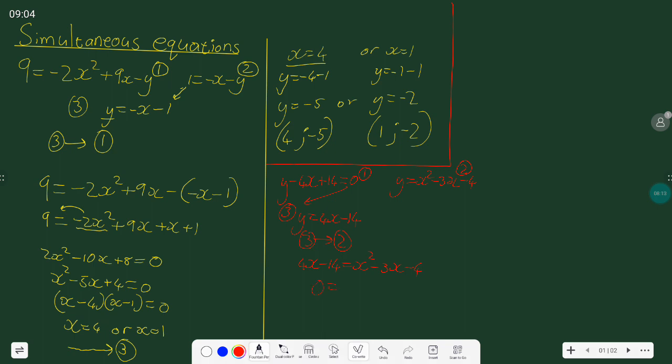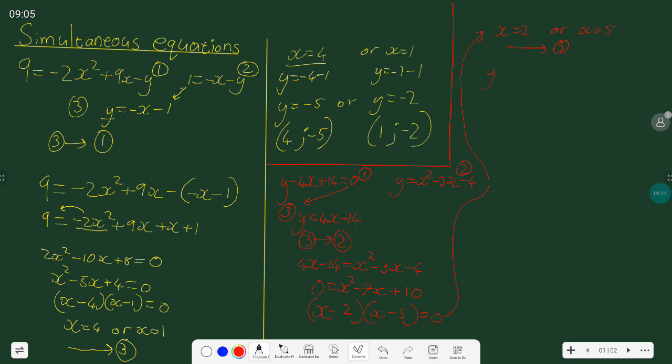0 equals to x squared minus 7x plus 10. What will be my brackets? My brackets will be x minus 2, x minus 5. So from here, I can see that x will be equals to 2 or x will be equals to 5. Knowing this information, I substitute this into equation number 3. It's my easiest one. I already have y alone. So why confuse myself if y is alone?